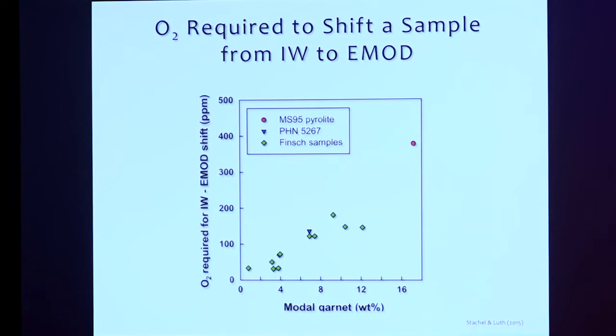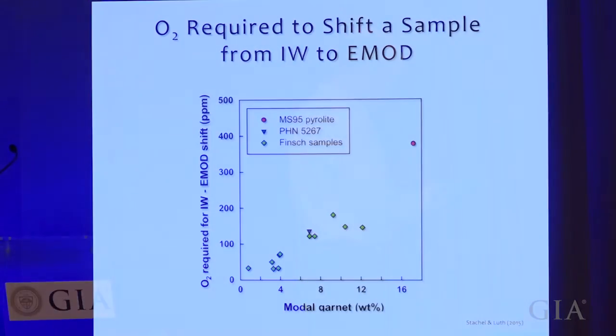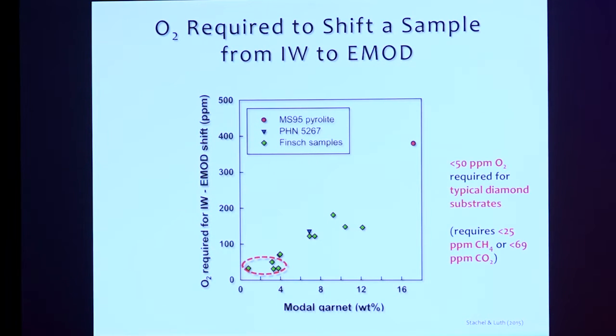So here, this is all the oxygen that is required to pull our mantle across the entire diamond stable field in terms of redox. And then we did this for a whole bunch of samples, but I want to draw your eye only to these 4 samples down here. These are xenoliths from the Finch mine in South Africa. And what this modal garnet percent actually measures here is the depletion of the rock type. And diamond source rocks are, in general, very depleted rock types. So these 4 rocks have the signature of typical diamond source rocks.